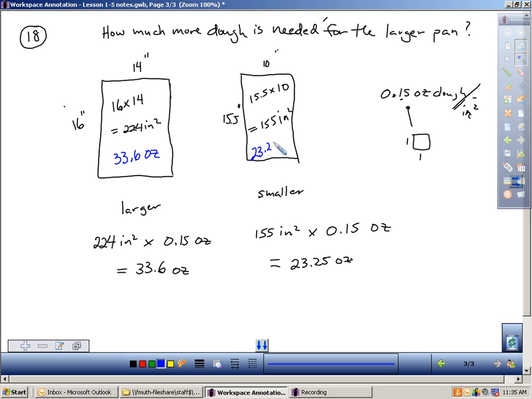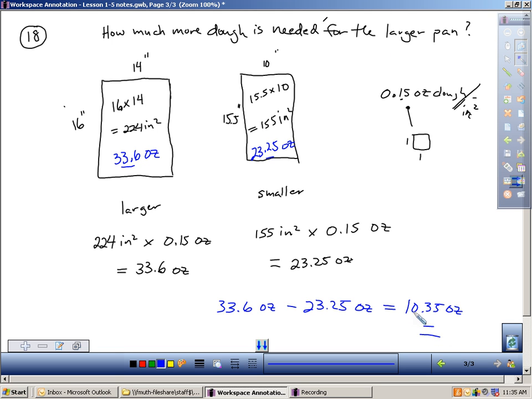Okay, now I still haven't answered the question. The question is, how much more dough is in this pan than that one? Well, what would I have to do to figure out how much more this number is than that one? Well, how much more? That's a subtraction. So I'm going to take 33.6 ounces in the bigger pan. I'll take away the 23.25 in the smaller pan. And let's get that 33.6 minus 23.25. And it looks like I have 10.35 more ounces of dough in this larger pan than in the smaller pan.